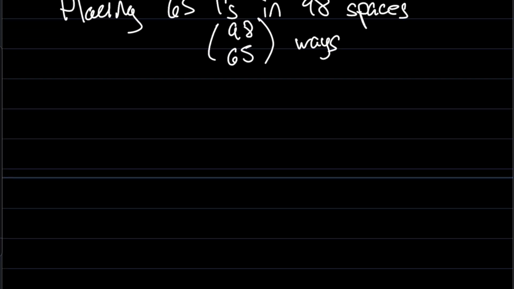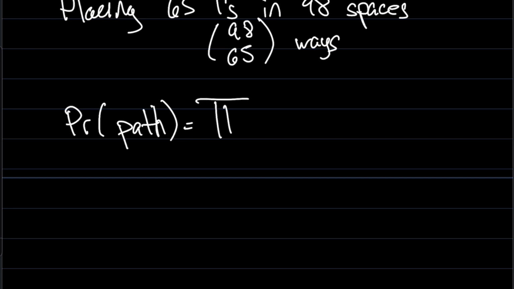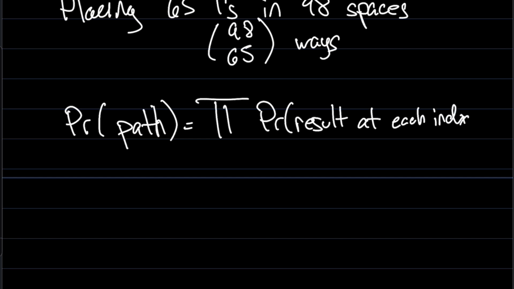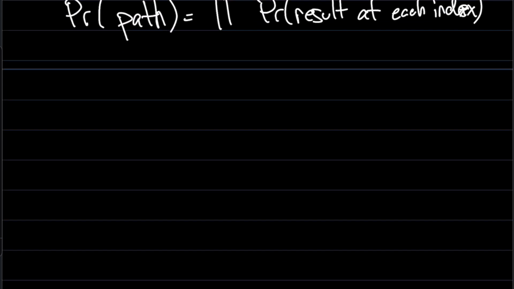So the probability of a given path is going to be equal to the product of the probability of the result at each index in our little binary string. So looking at this, if I have my path, we say 1, 0, and then we're going to have these numbers here all the way up to, let's say this is 100. Then we want to find what the product of all of these look like.